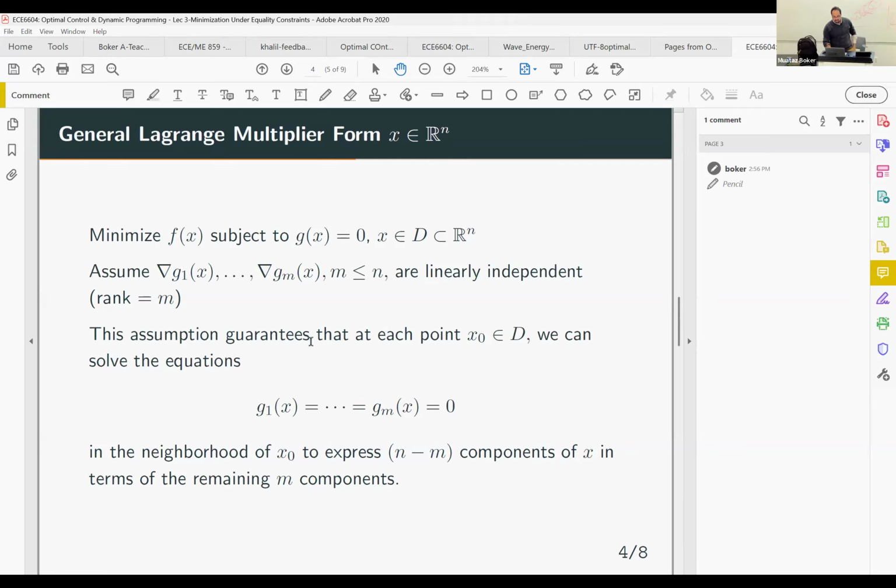Right? So this assumption guarantees that at each point in the domain, we can solve the equations g1 of x is equal to 0, g2 of x is equal to 0, right? In the neighborhood of that point, to express the n minus m components of x in terms of the remaining m components. Yeah, I know, this is just jargon for me saying we need these constraints to be solved, right? For them to be solved, if you stack them in a matrix, they have to have full rank. That's the point here. All right.